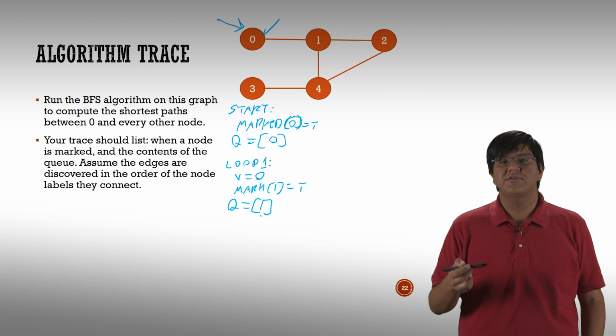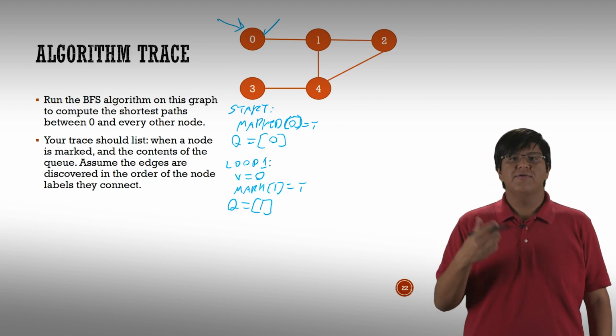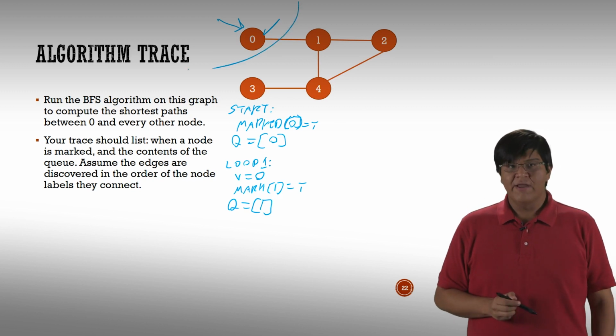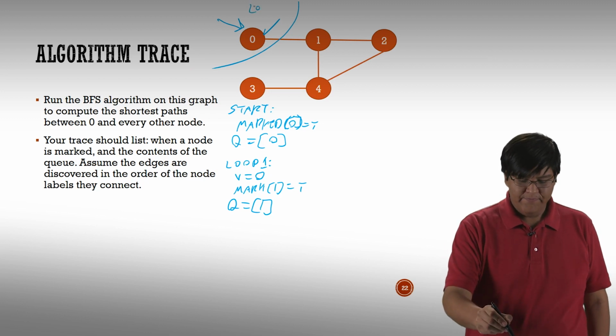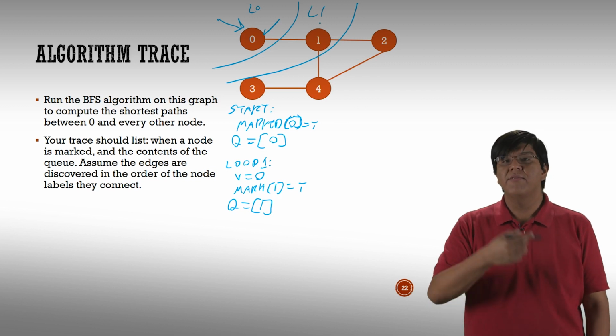Okay, so that's the first iteration of the loop. I took out 0, I explored it, found its neighbors, there was only one neighbor and that neighbor wasn't marked, so I marked it and added it to the queue. So this is my layer 0 over here. Now I'm moving out, this is now layer 1, the things that are of length 1 from the origin.